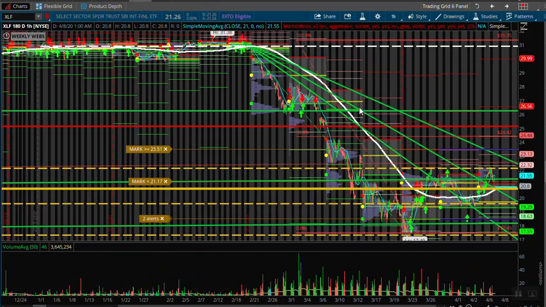And some of the shorter time frames here, you can't see it right now. I can show you here. It's a lot easier to see on this one here.